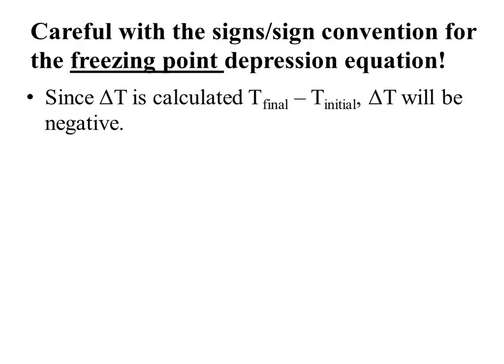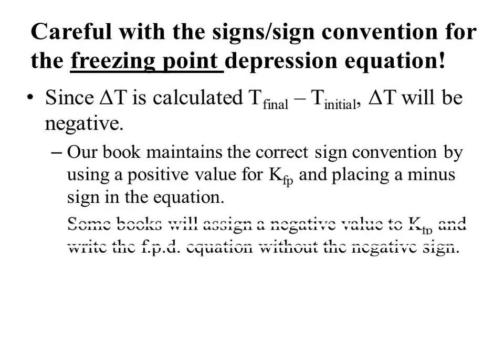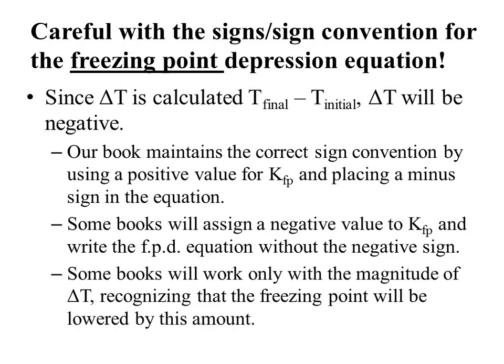So the thing about our textbook is they make the freezing point depression constants positive, and then like you have on your test, the negative is associated with the equation. In some cases, some general chemistry textbooks will make the equation positive and make the negative sign associated with the constant itself. So just to give you a heads up with that.